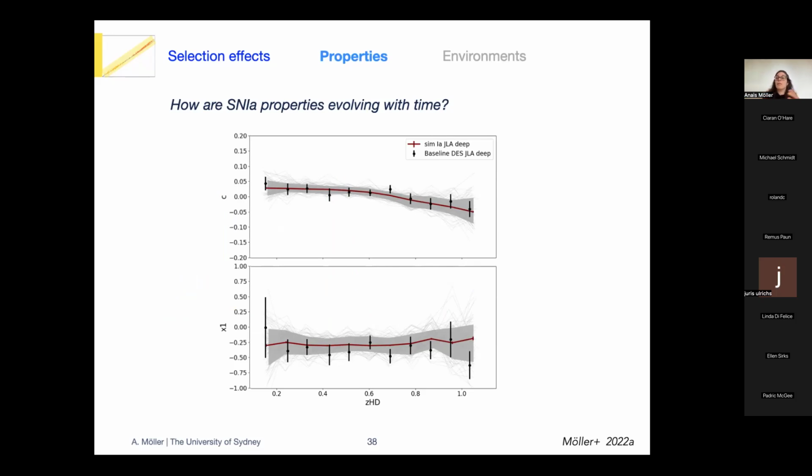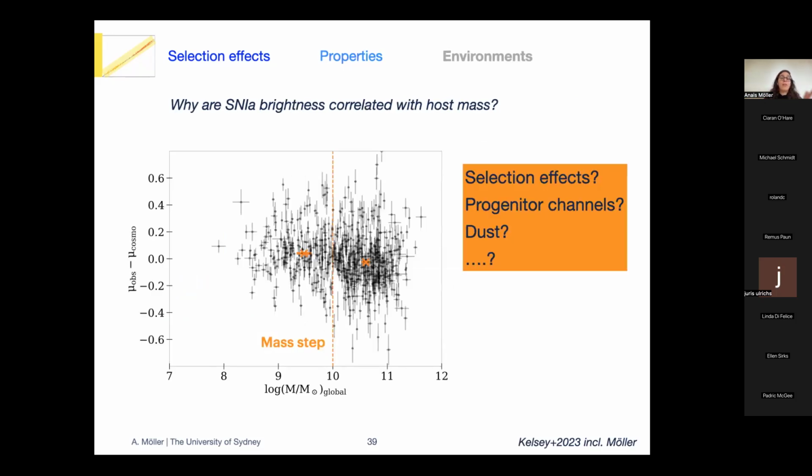So this is something that we are looking to improve now. The other question that we're trying to understand is this mass step. The mass step is basically a correlation between the Hubble residual, or basically a difference in brightness, between those type 1a supernovas that live at galaxies that are low mass towards high mass. But we don't know what this is.